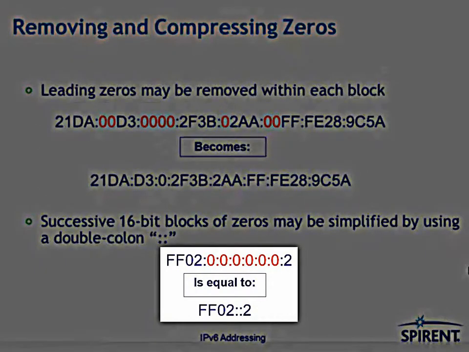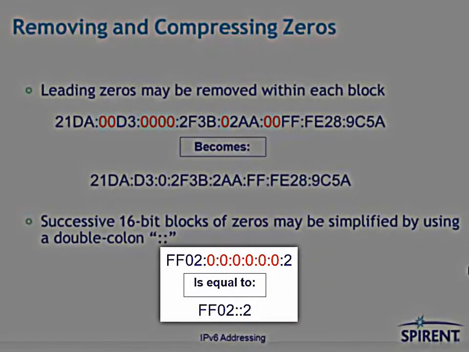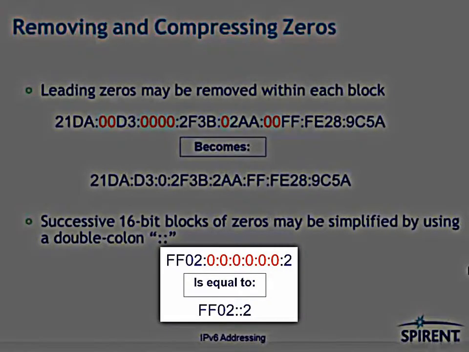Also, successive 16-bit blocks of zeros may be simplified or compressed using a double colon. So a long string of bytes that have all zeros, in this case FF02 colon 0 colon 0 colon 0 colon 0 colon 0 colon 0 colon 2, can actually be represented as FF02 double colon 2.